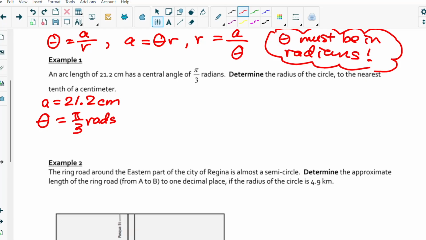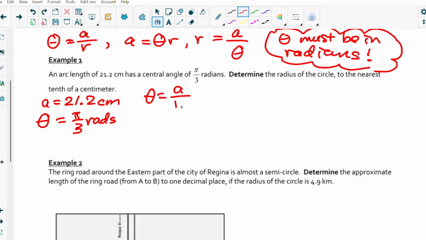Okay, pause here and think about it. Be able to be fluent on going back and forth between radians and degrees. How many degrees is pi over 3 radians without looking? Think. Okay, 60 degrees. Okay, anyway, let's keep going.